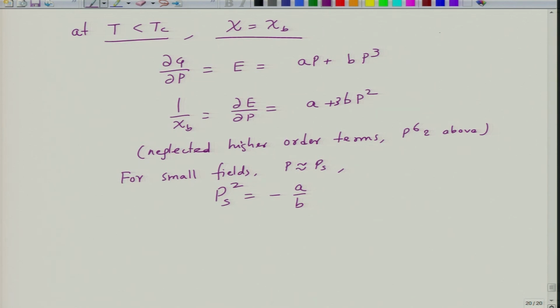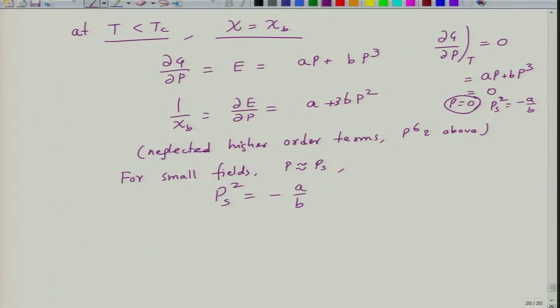basically the previous analysis of, if you do del G by del P at T is equal to 0, if you do the minimization, then we will get AP plus BP cube, that is equal to 0. So, if you do the minimization, there is one root at P is equal to 0, but the other will be Ps square equal to minus of A divided by B, from the free energy minimization. So, at constant temperature, if you take the derivative of free energy with respect to polarization for a stable equilibrium, then we have these polarization values. These are the non-zero values of polarization.